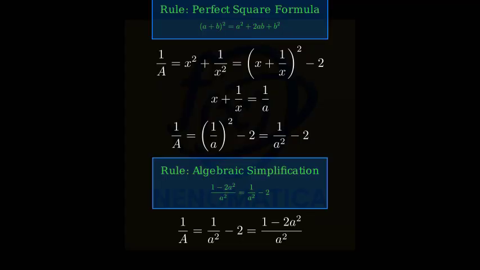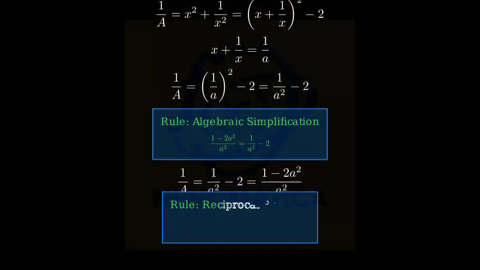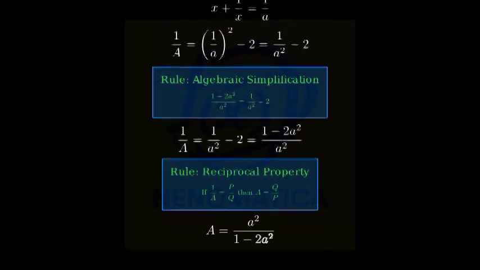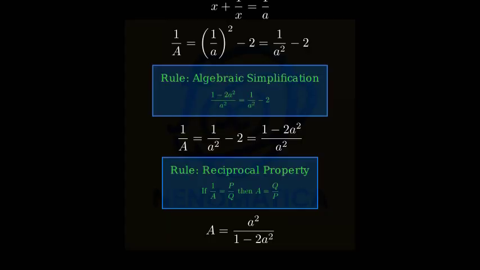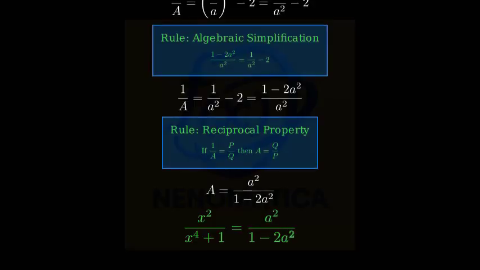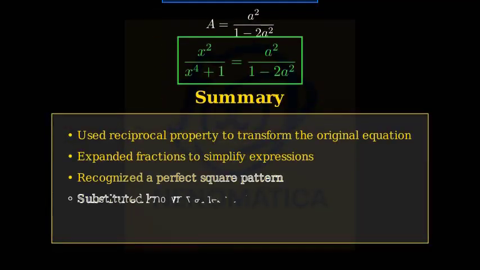Finally, let's find a. Taking the reciprocal of both sides, we get a equals a squared over 1 minus 2 a squared. Therefore, our final answer is x squared over x to the fourth plus 1 equals a squared over 1 minus 2 a squared. Let's summarize what we've learned in this problem.